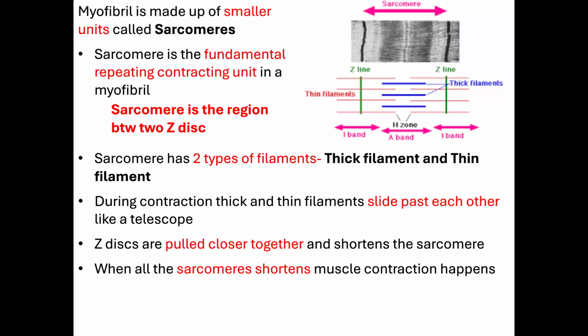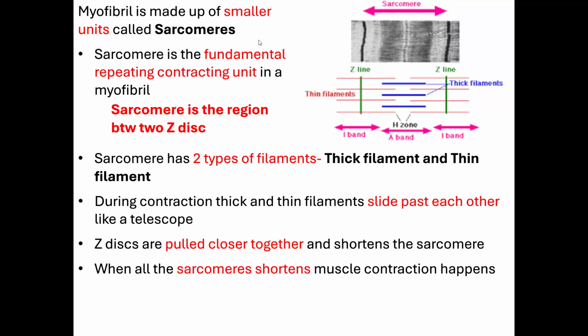A myofibril is made of smaller units called sarcomeres. That's the model that I showed you in the lab, in the last lab. For people who have done that lab, you would have seen that there was a model on the table, and that model had a red and blue, and it was sliding. Yeah, that's the model we are talking about. That model is a model of a sarcomere.